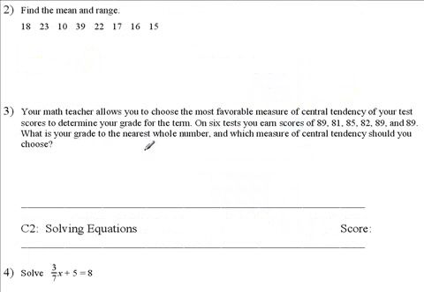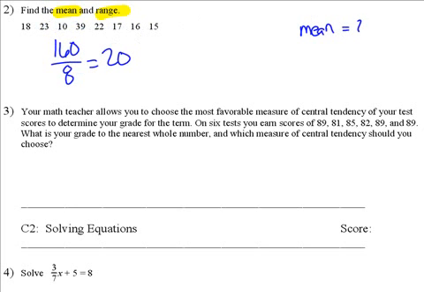Okay, number 2 is looking for a mean and a range. The mean, again, is just that mathematical average. We'll add them up and divide by how many. So when I added 18, 23, 10, 39, 22, 17, 16, and 15, I got 160. If I divide by the number of numbers here, I'm dividing by 8. So 160 divided by 8 is 20. So that means my mean is 20.